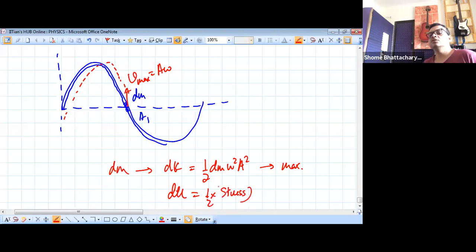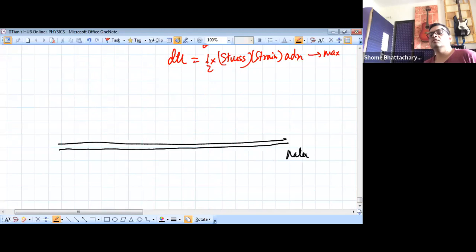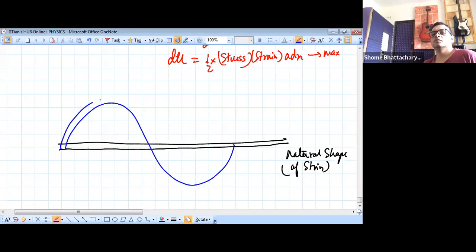The other thing you can see is that the potential energy of that section is half into stress into strain into volume, which is whatever area into dx. This is also maximum. Now, why is this maximum? Let's understand. Suppose this is the natural shape of the string. Now, from this, if we stretch it to a position like this, in this position, the string is stressed.